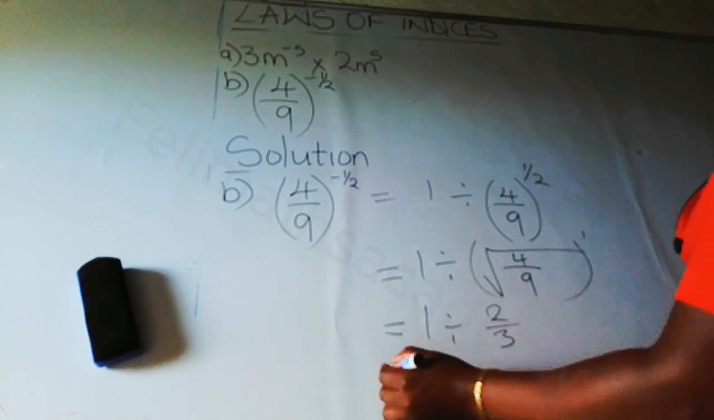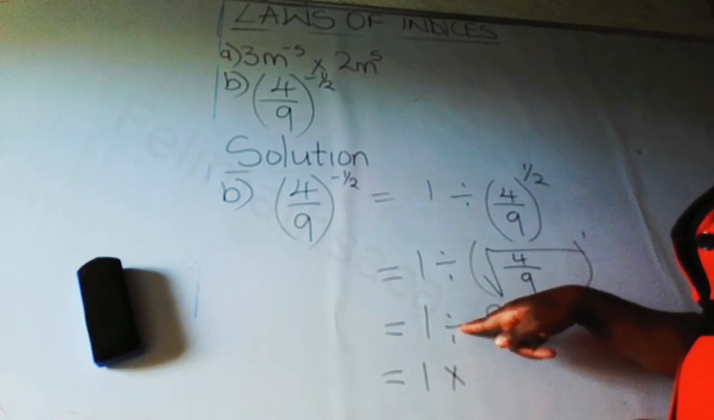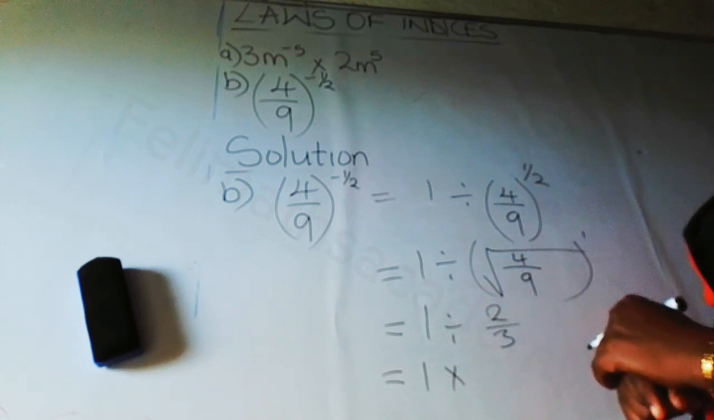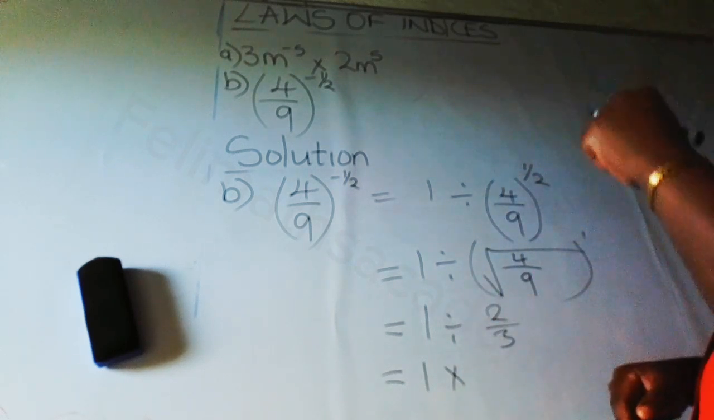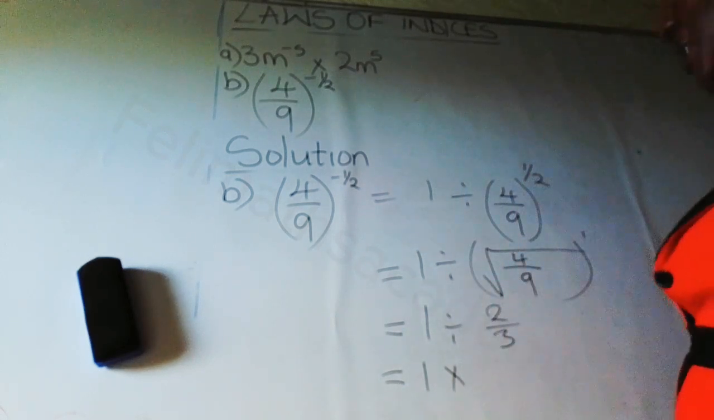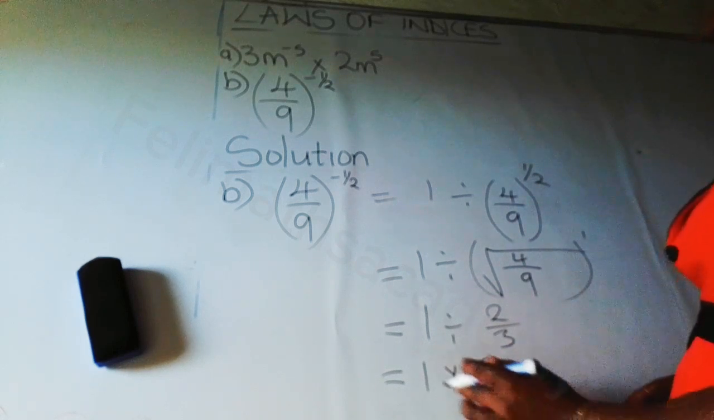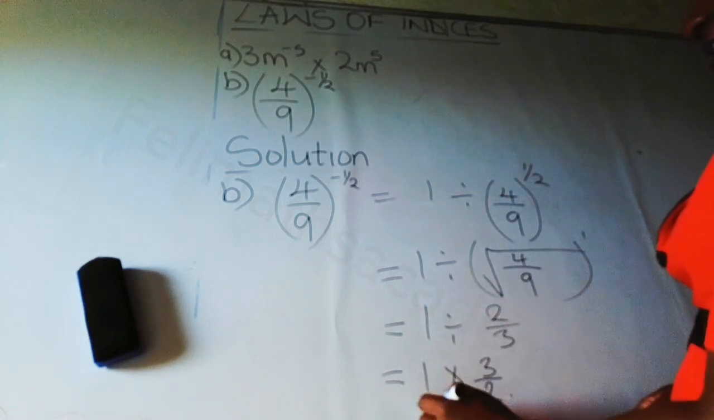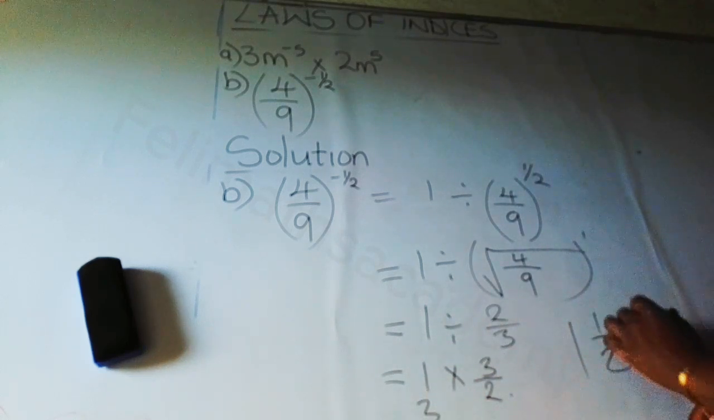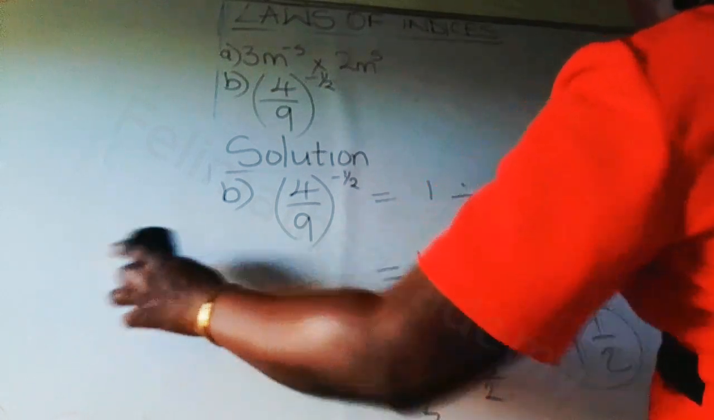Right, so this is 1 times, we invert. Changing from a division to a multiplication, we are going to invert the second fraction. The moment you change that division sign to a multiplication, you invert the second fraction. So we are going to have 3/2. 1 times 3/2 is 3/2, and 3/2 is 1.5. So that's our final answer, 1.5.